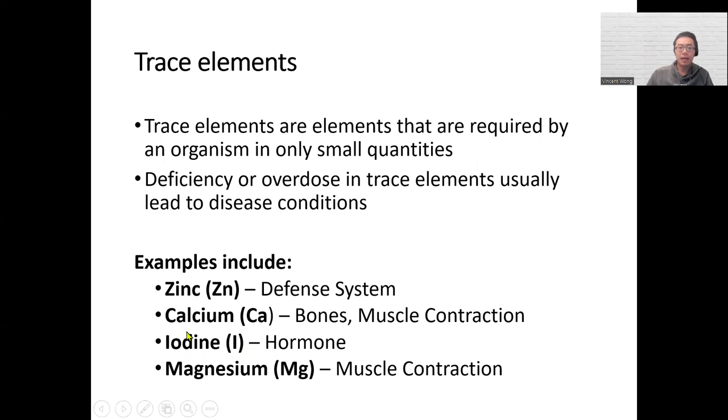Iodine, right? Iodine is used by your thyroid. Your thyroid is right here. And it uses iodine to make two hormones, called T3 and T4, which help regulate your metabolism. There's a question. So milk has the ion version of calcium. Yes, that's correct. We're going to get back to that in a second. Magnesium, we need it also for muscle contraction.